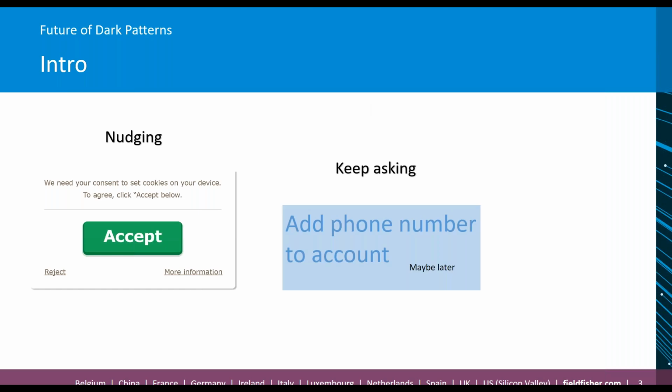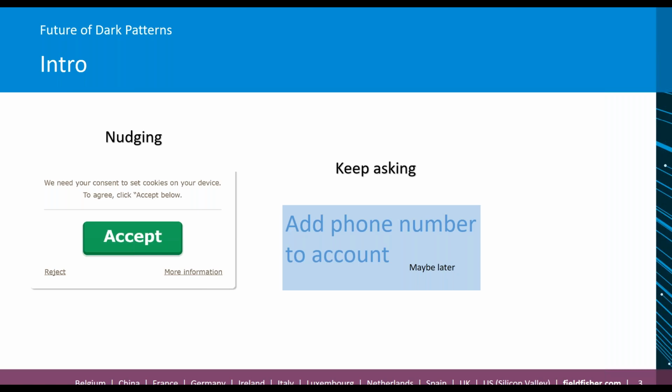This is like keep asking, so you're continuously prompting. This isn't a real example, but you've seen this sort of thing in a lot of services. It'll ask you to add a phone number to your account or add some more personal data on sign on every single time you sign on. So you can click not now or maybe later. You can't say no, or you can say no, but it still asks you. A bit of a war of attrition.